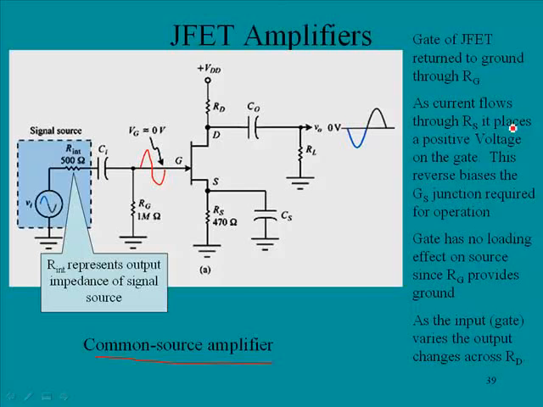As current flows through RS, it places a positive voltage on the gate. This reverse biases the gate-source junction required for operation. Okay, we're talking about this point right here.